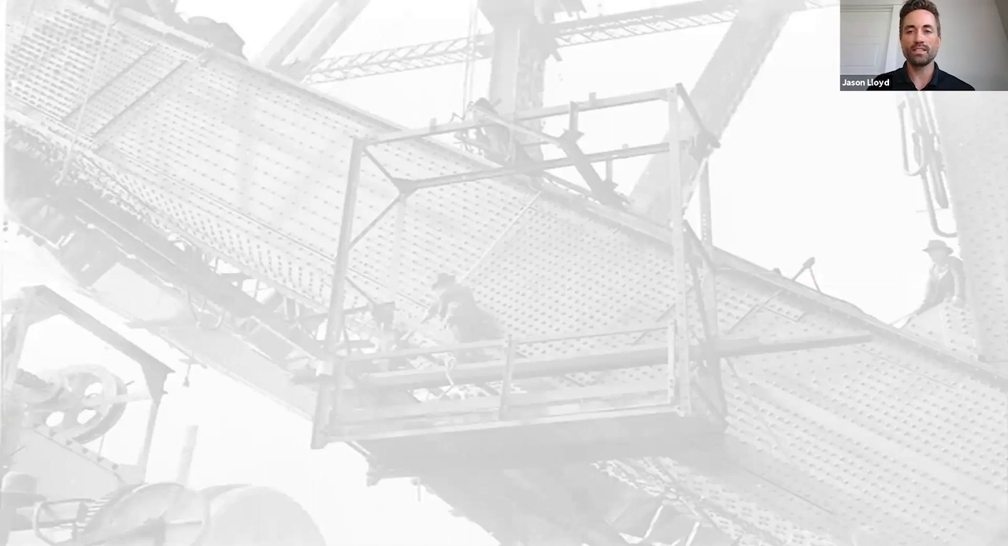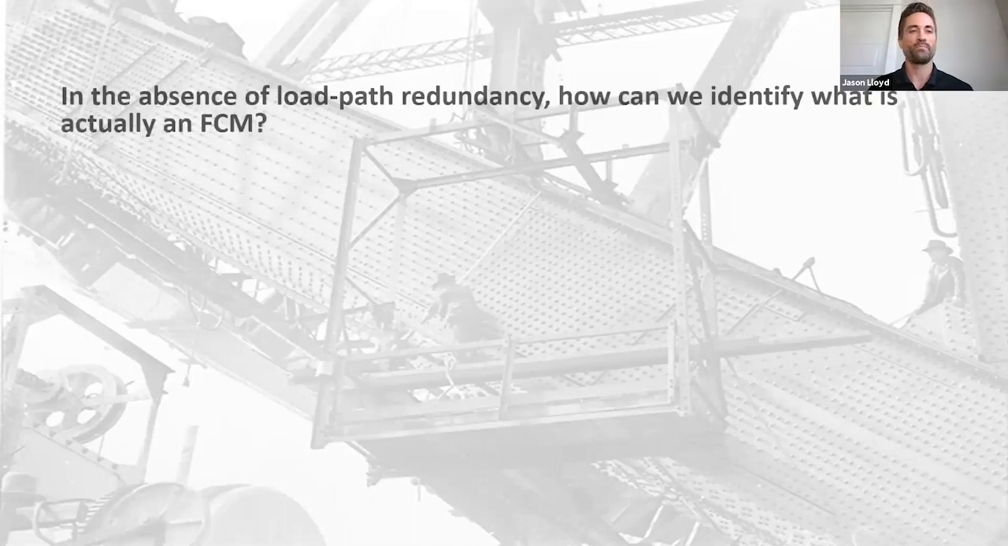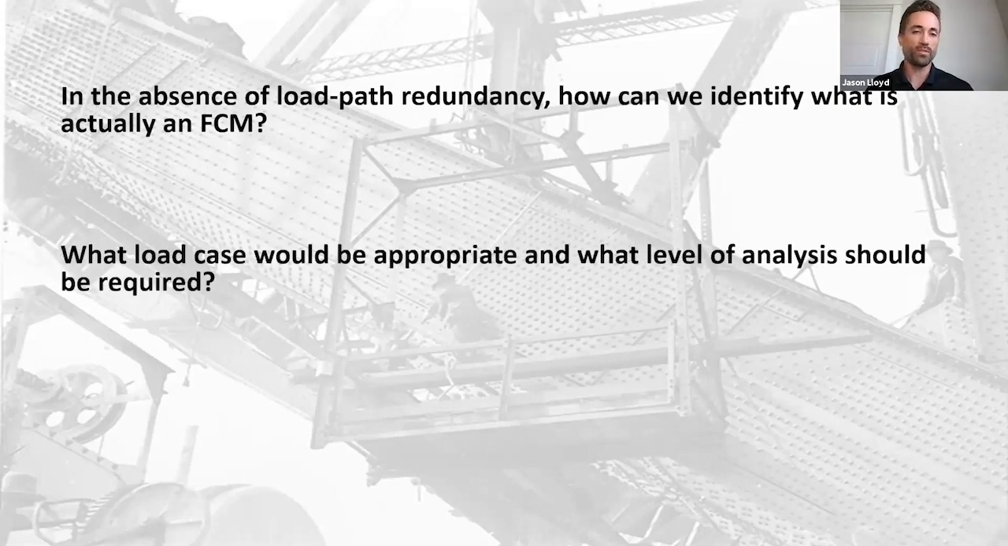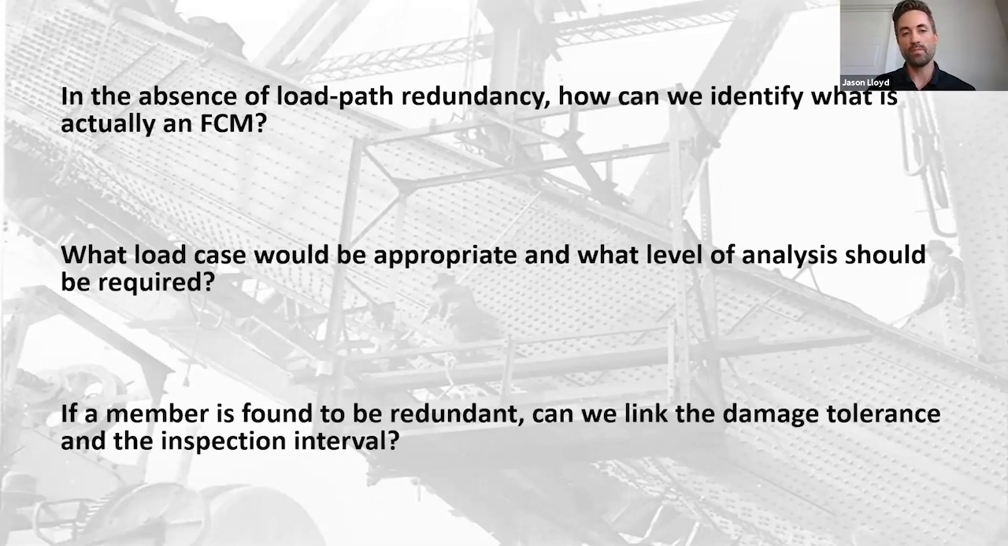So knowing these things and with the anecdotal evidence in mind, it left industry leaders asking really good questions like, in the absence of load path redundancy, how can we identify what is actually a fracture critical member? What load case would be appropriate and what level of analysis should be required when determining that redundancy? And if a member is found to be redundant, can we link the damage tolerance and the inspection interval?